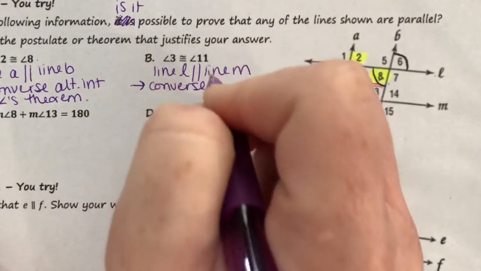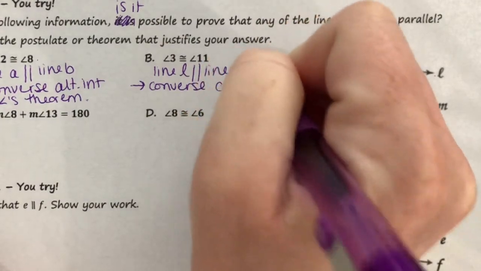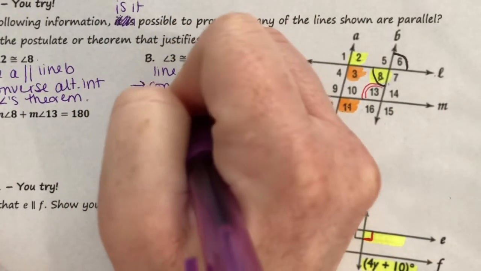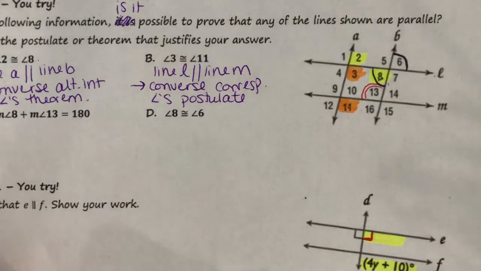Corresponding was the only one that was a postulate and not a theorem. I don't know why, but it's listed on your paper. I need to update your theorems thing. We've added a few and I haven't updated it yet. I'll post that this week. Might be tomorrow or Thursday, but I'll post it.